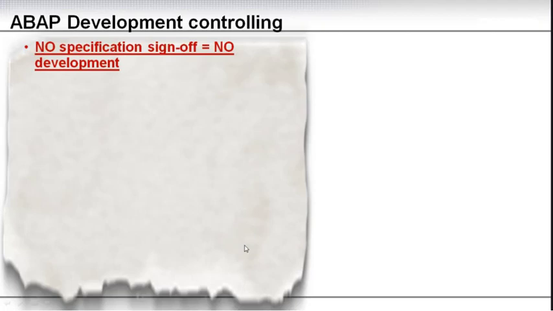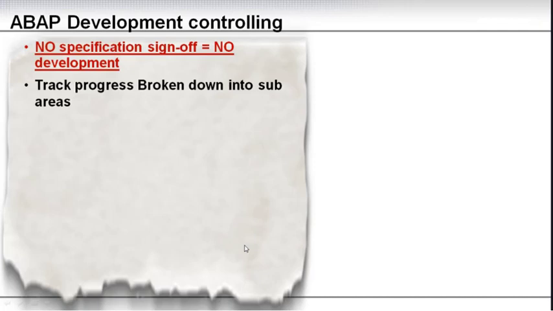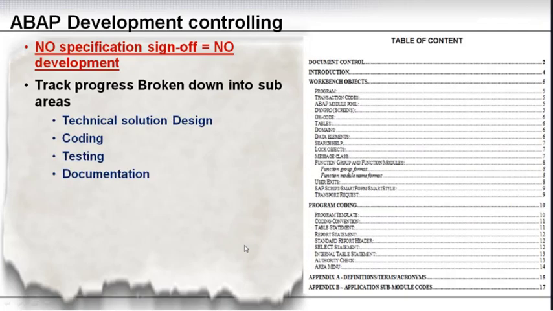Let's mention again, and I cannot stress this enough: if the specification is not signed off, no development. Track progress broken down into sub areas, and you need to be able to track the progress on each step of your development cycle. The technical solution design, meaning the functional and the technical team, the coding itself, the testing and the documentation. The development work is not done until the documentation is there.